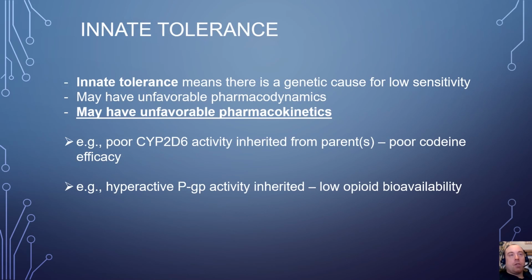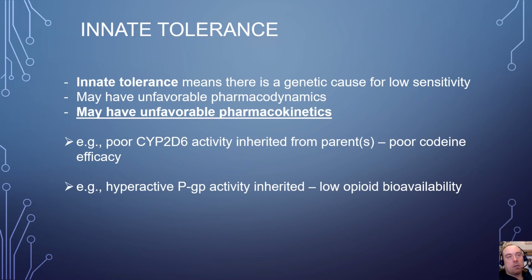So I already mentioned innate tolerance, and I won't dwell on it, but I want you to understand that in many cases that's related to unfavorable pharmacokinetics. Okay, that's a little different from the acquired tolerance, which is usually because of pharmacodynamics, and I'll talk about that on the next slide. But unfavorable pharmacokinetics means poor absorption or fast elimination, or even poor activation of the drug.